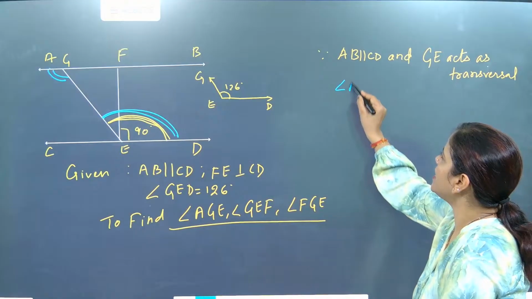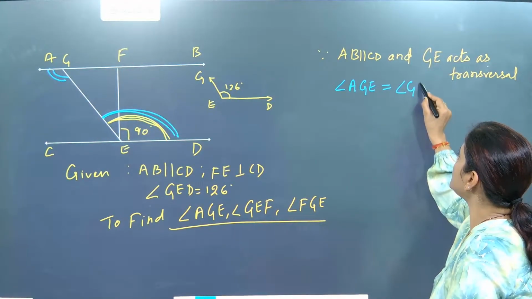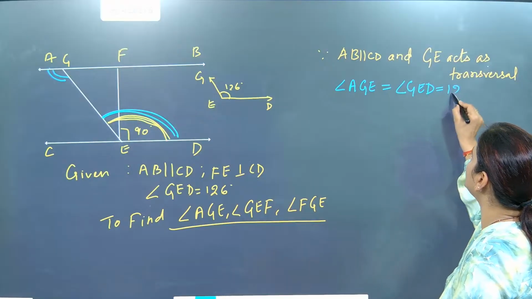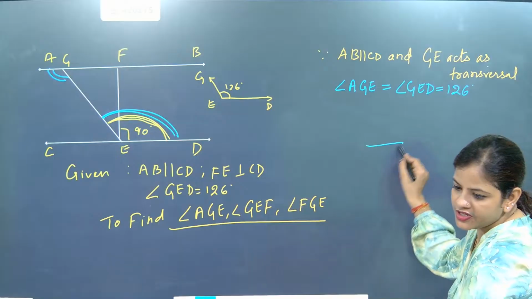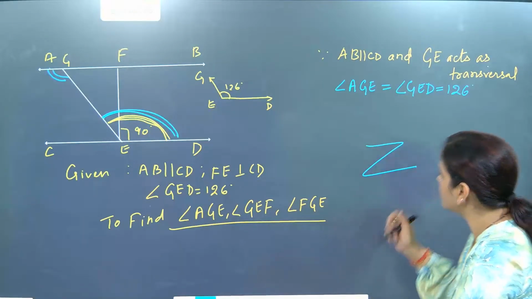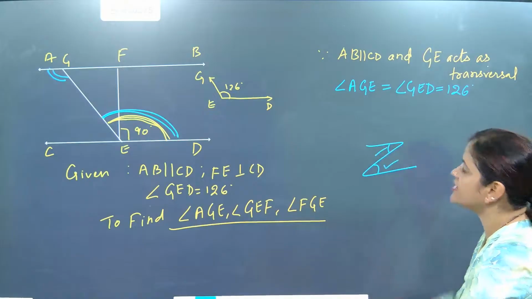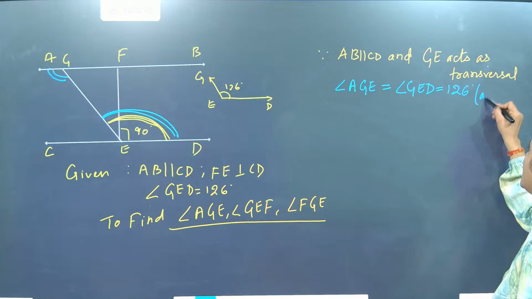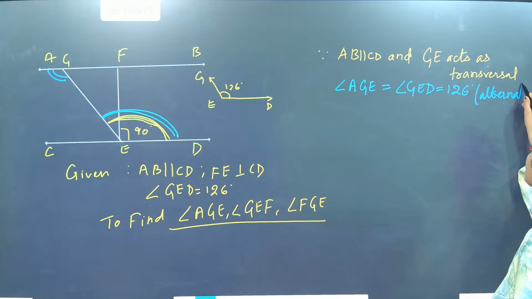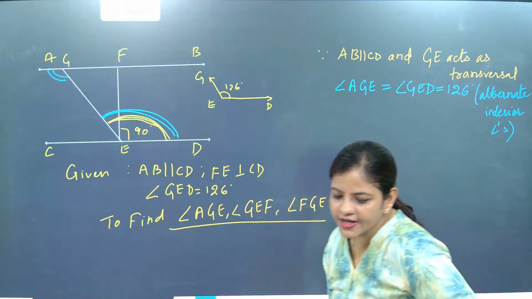So angle AGE will be equal to angle GED, and that will be equal to 126 degrees because of Z formation. Always remember this Z part is there. Absolutely correct, Gokul. So this and this will be equal. So how much will this angle be? This angle will be the same. But you have to write alternate interior angles. Done.